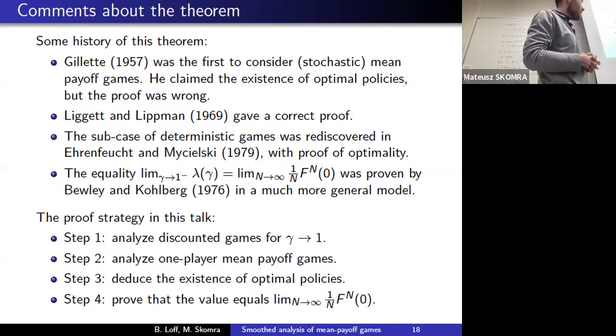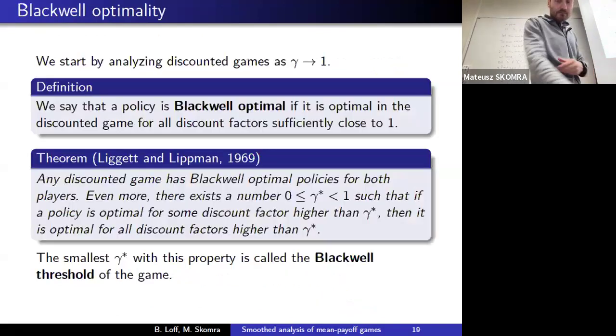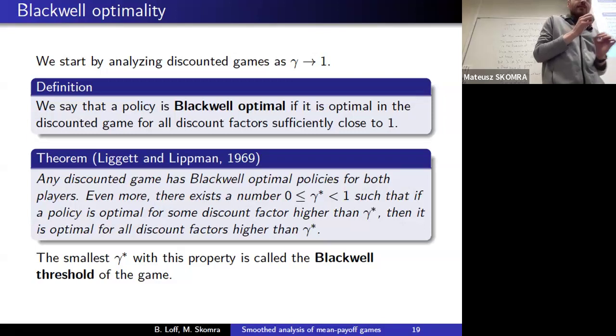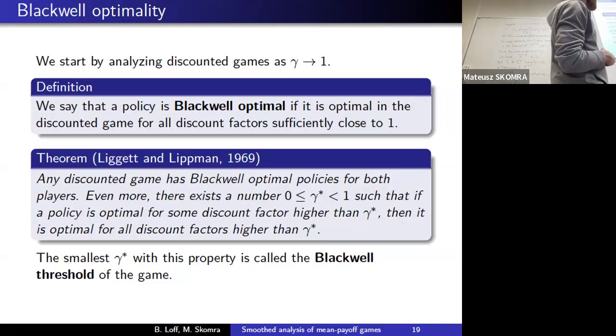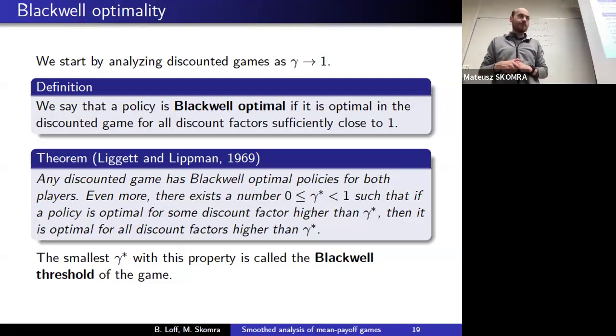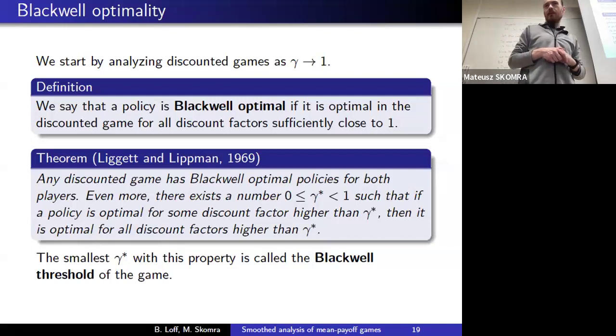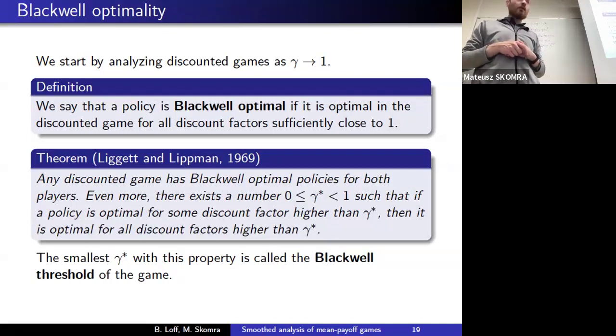Okay. So as I told you, we can think of these mean payoff games as discounted games with discount factor very close to one. Let me now make this formal. We will make the following definition. We will say that a policy is Blackwell optimal if it is optimal for all discount factors that are close to one.